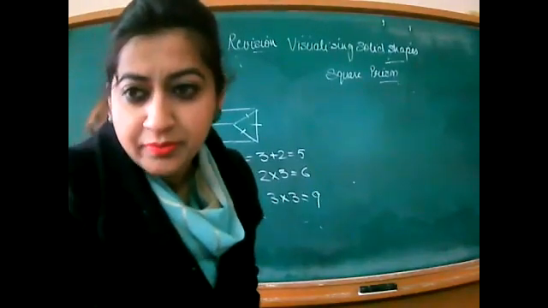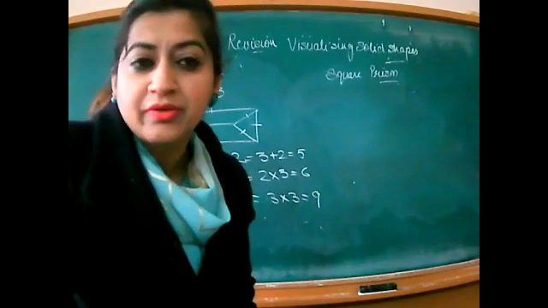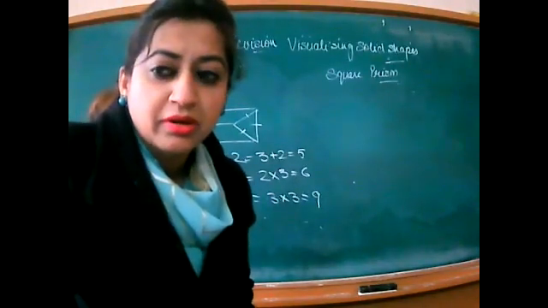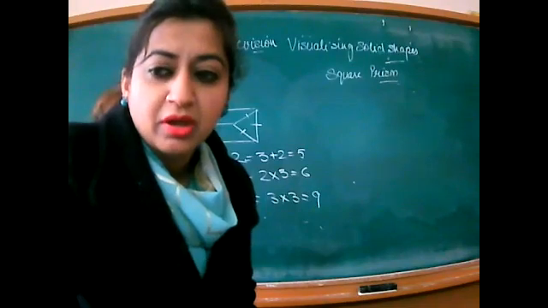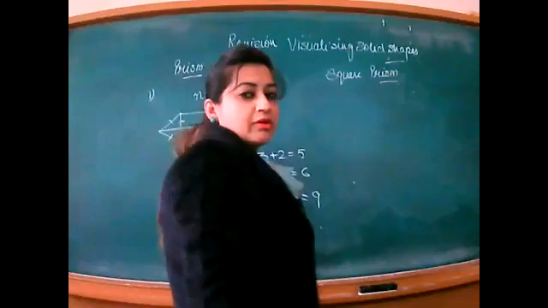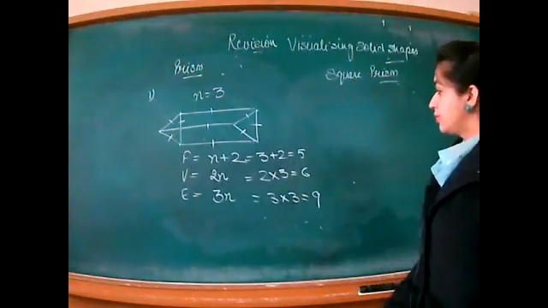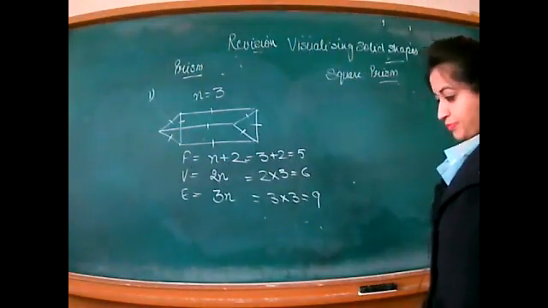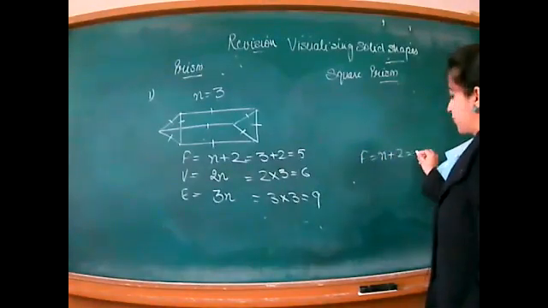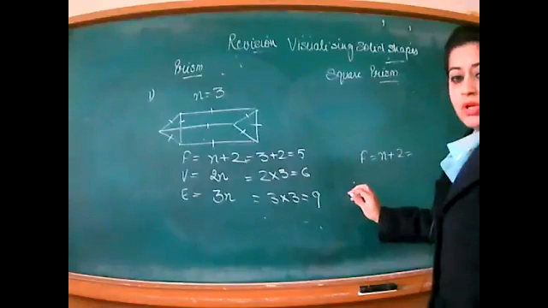Yes, ma'am. In a square prism, faces will be n plus 2, equal to 4 plus 2, equal to 6, and vertices will be 2n, equal to 4 into 2, that is 8.